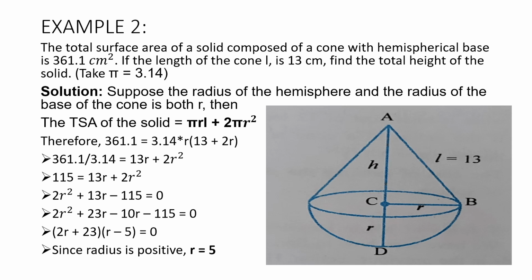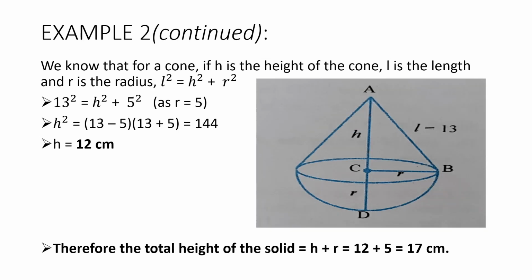But obviously radius is always positive. So r is 5. We know that for a right circular cone, l is the slant height and h is the height, r is the radius. Since it forms a right triangle, we have l square is equal to h square plus r square. l is given as 13, so 13 square is h square plus 5 square. So we get the value of h as 12. Therefore, the total height of the solid will be that of the cone plus that of the hemisphere. So it will be 12 plus 5, which is equal to 17 centimeter.